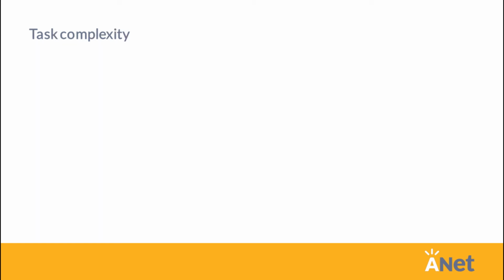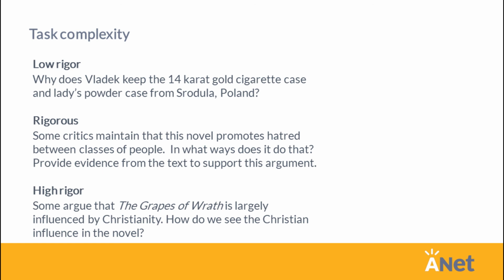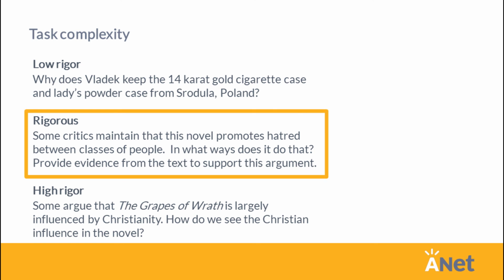On your screen, you see 3 sample tasks that you could ask students about The Grapes of Wrath. Pause your screencast now to read each and consider which one might be best suited for students in grades 9 and 10. The high rigor task might be more appropriate for 12th grade or college level students, while the low rigor task likely wouldn't push students to fully engage with all this text has to offer. So we'd likely want to provide students with a task like the one in the middle.